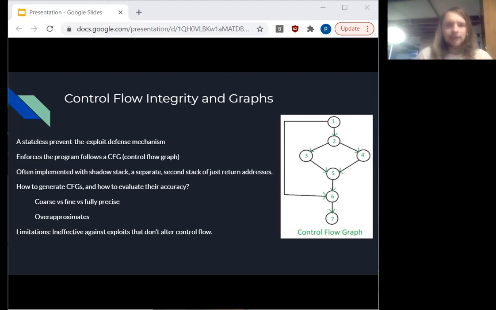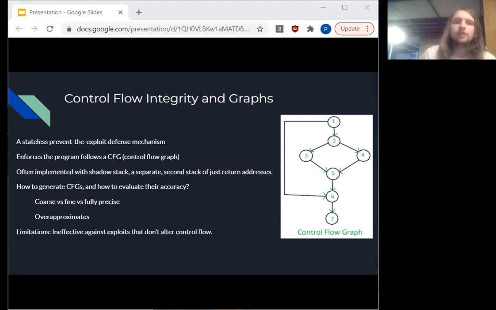But once we have a CFG, how do we evaluate its accuracy? And here we'll have terms like coarse versus fine versus fully precise. Coarse versus fine is relative and it doesn't have a strong definition. Fully precise, which I'll get into in a slide or two, does have a strong definition. And then it's also important to note what this scheme does and does not do.